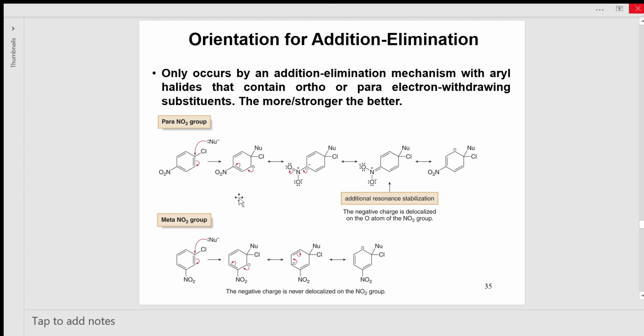So in other words, if a very strong electron withdrawing group is at the para position, or sometimes at the ortho position, they have a similar effect, which helps the nucleophilic substitution reactions a lot. But if the group is at the meta position, it actually does not help much.